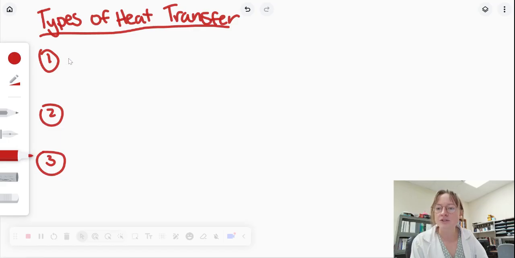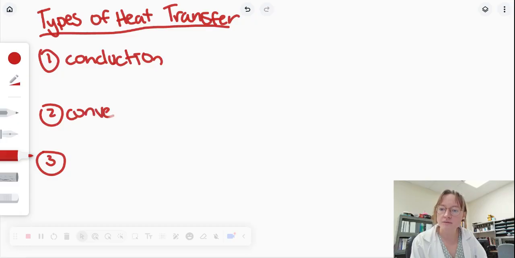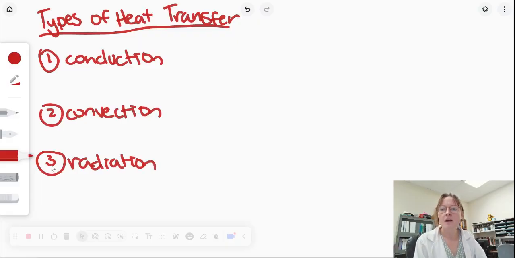We have heat transfer by conduction, heat transfer by convection, and heat transfer by radiation. Those are our three types of heat transfer. We'll start by talking about heat transfer by conduction, then heat transfer by convection, then heat transfer by radiation. Heat transfer by conduction, I will give you a quick definition.